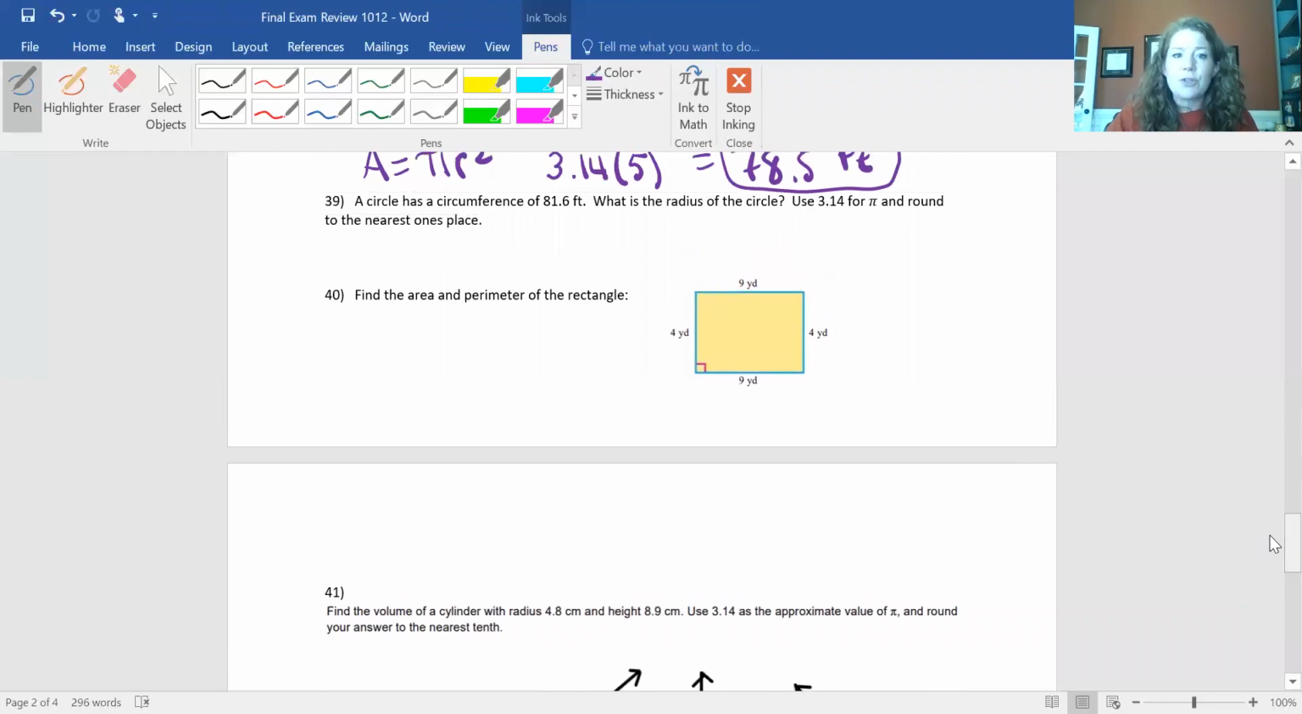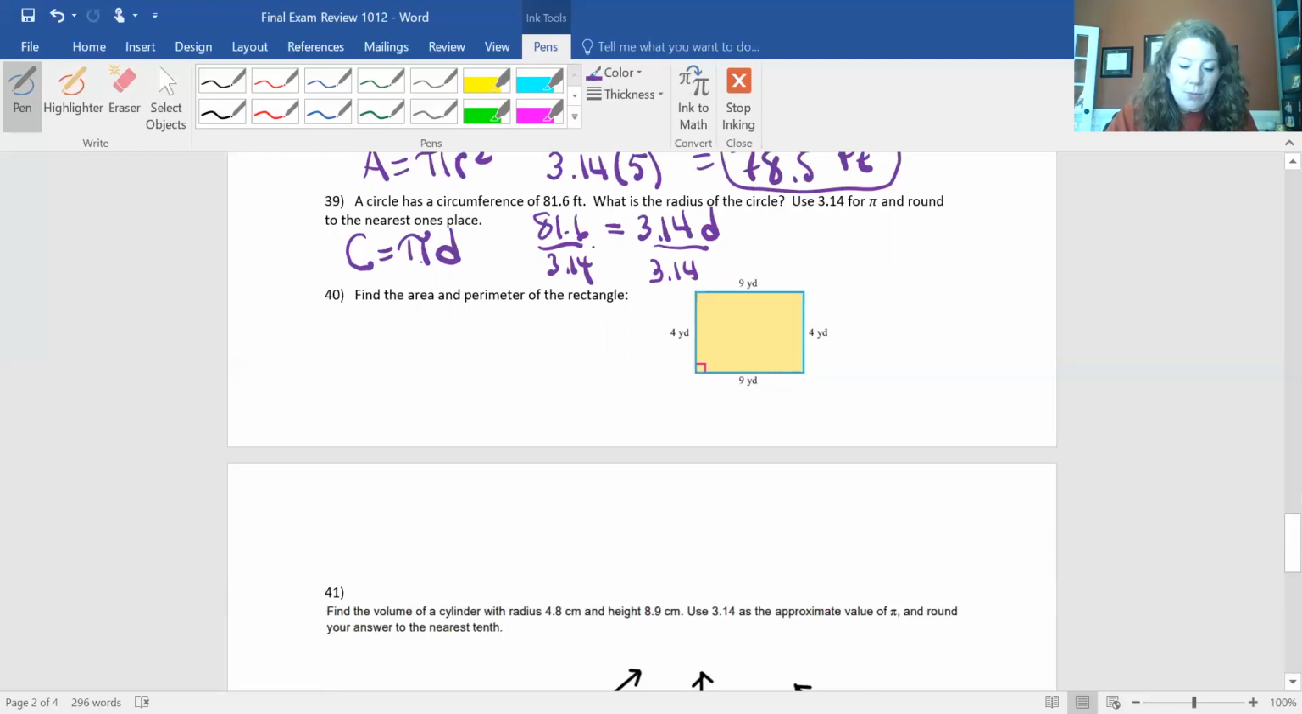Number 39, a circle has a circumference of 81.6. So remember our formula. The circumference of a circle is pi times diameter. What is the radius of the circle? So the radius is half the diameter, right? We need to remember that before we get our final answer. Since it gives us our circumference, we're going to exchange that C for 81.6 equal to, do we know pi? Yep, 3.14 times diameter. We don't know the diameter. So how do we solve for D? We solve for D by dividing both sides by 3.14.